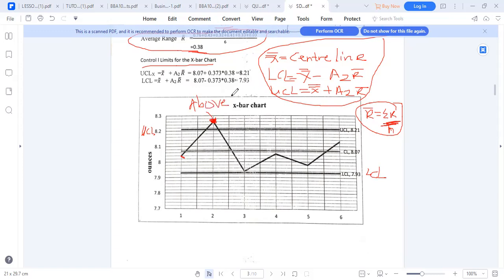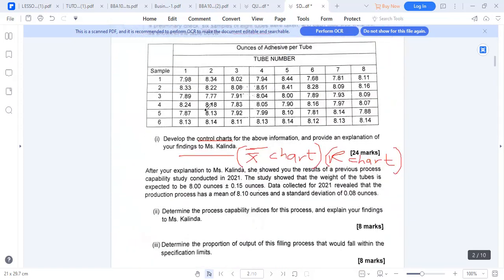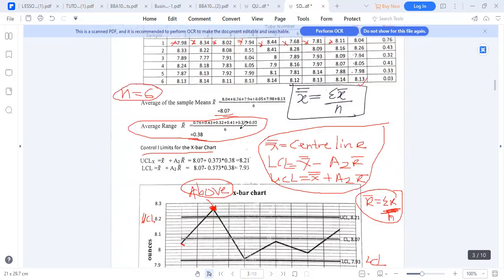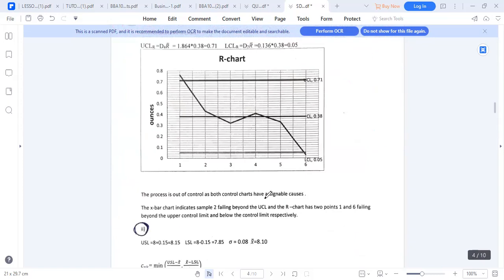So sample number 2 is above the control chart. So the process is not in control. So sample number 2 is not in control. For as long as one of the samples is above the control limits, the process is not in control. So this process is not in control because it's above the upper control limit.